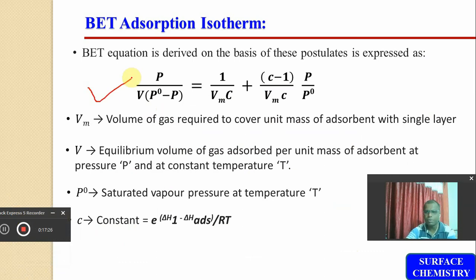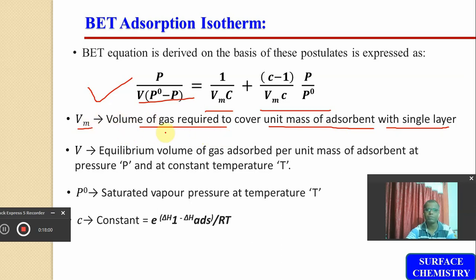According to them, they have modified the Langmuir adsorption isotherm as P upon V into (P0 minus P) is equal to 1 upon Vm into C plus (C minus 1) divided by Vm into C, into P upon P0. This Vm is the volume of gas required to cover unit mass of adsorbent with a single layer. It's very important for the formation of a single layer on unit mass of the adsorbent. Whatever volume of gas is required, that volume will be designated as Vm.